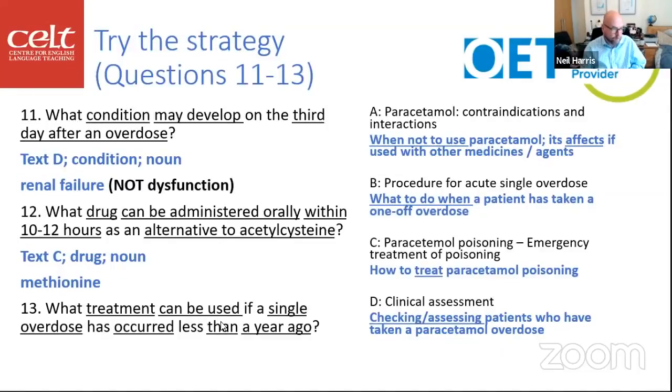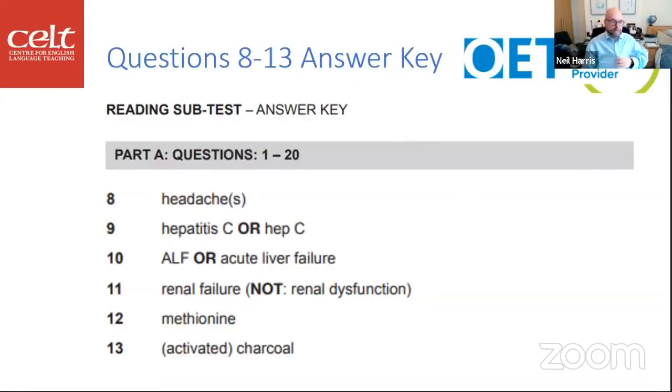So in fact, what we're looking at here is that it occurred less than a year ago, and it's a single overdose. In fact, the match is better here for B rather than C. It is a treatment and it is a noun. And as a number of you have already suggested in chat, well done here to Salman. I'm not sure if your name is Salman or Michael, my apologies, but whatever your correct name is, activated charcoal is the correct answer. So in other words, to summarize, first of all, here are the answers on screen.